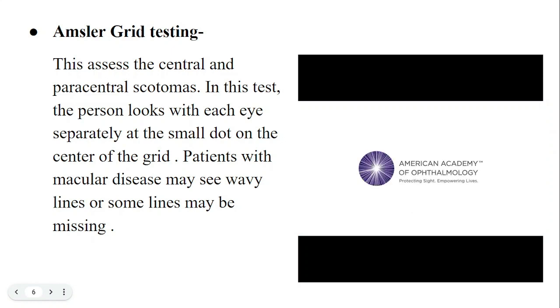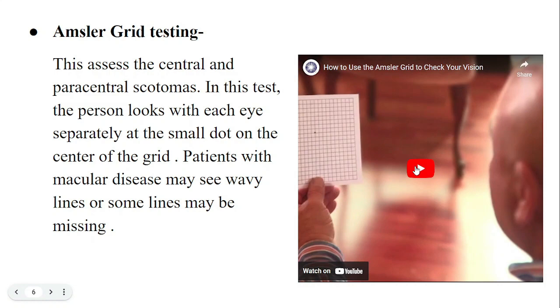During the test, the patient is asked to look at the center dot and report any abnormalities in the appearance of the grid, such as missing or distorted lines. This test can detect central and peripheral scotoma as well as other types of visual distortion. The Amsler grid is often used as a screening test for macular disease or as a way to monitor the progression of the disease over time.